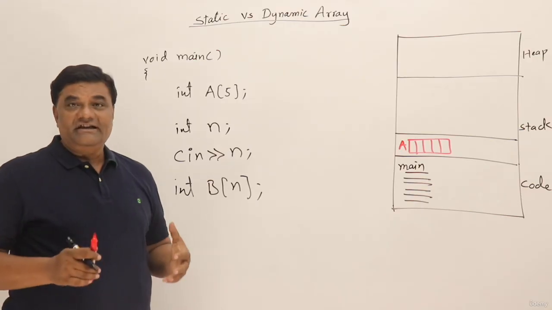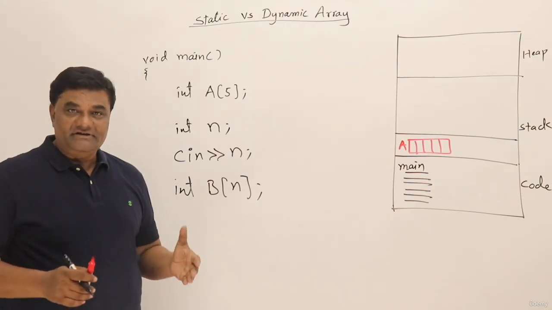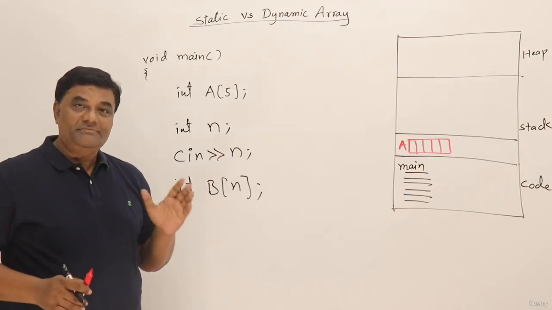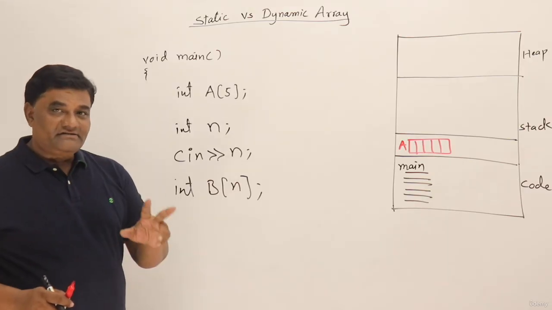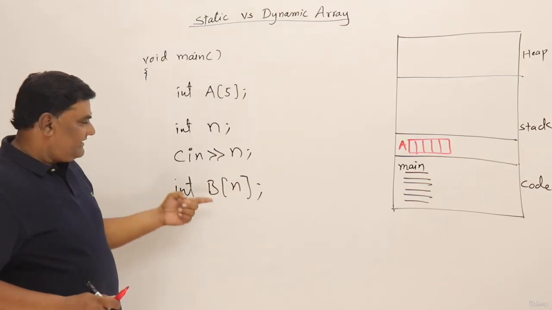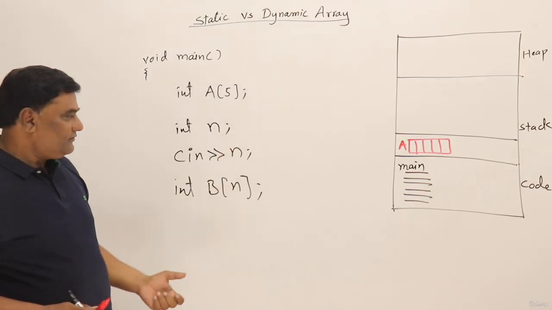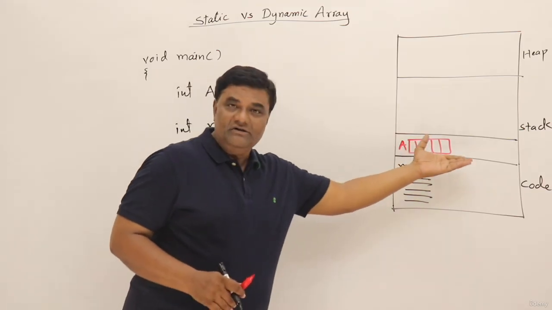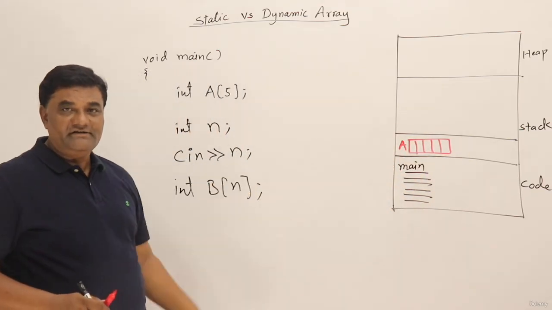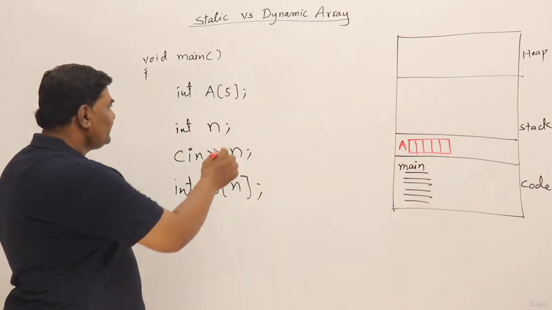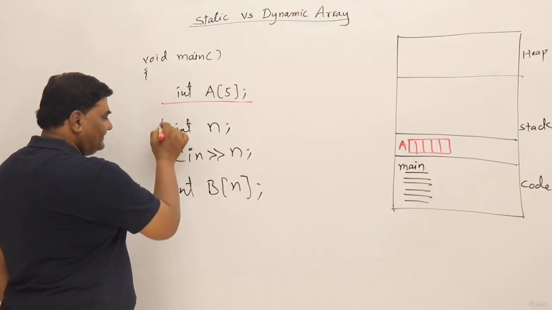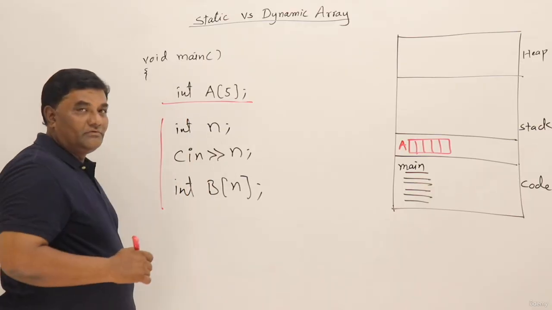So the size of an array can be decided at runtime in C++, but in C language it has to be mentioned at compile time only. This is the difference. And both these arrays are created inside the stack only. There is no space to show you B also, so assume that B is also created inside the stack. So this part is in C language, and in C++ this is also allowed.